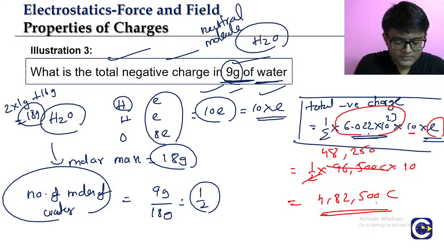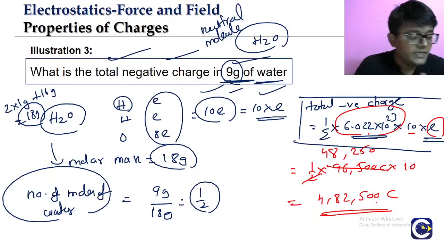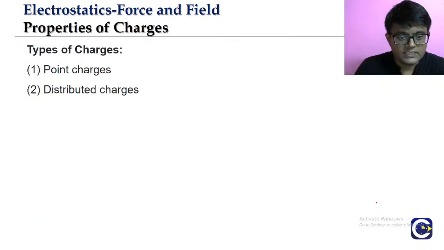Okay? So like this, we will be able to solve the problems a little bit quickly when we remember some of the standard results. If we remember the standard results, then we will be able to easily do these kinds of problems. So this is what we call the quantization of charge.